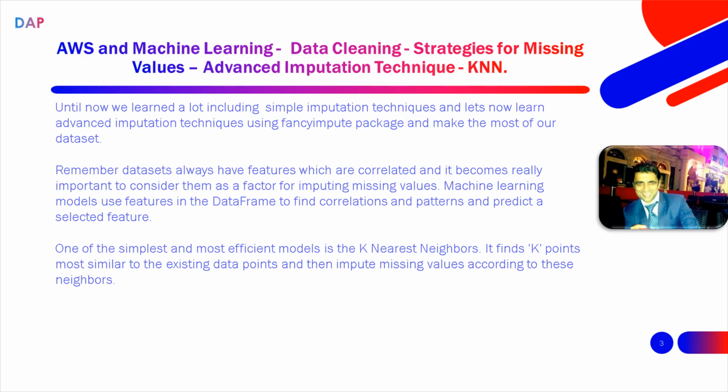Remember, datasets always have features which are correlated with each other, and it becomes really important to consider them as a factor for imputing missing values. Machine learning models use features in the data frame to find correlations and patterns and predict the selected feature. One of the simplest and most efficient models is KNN, also known as K nearest neighbors. What it does basically is find K points most similar to the existing data points and then impute missing values according to these neighbors.